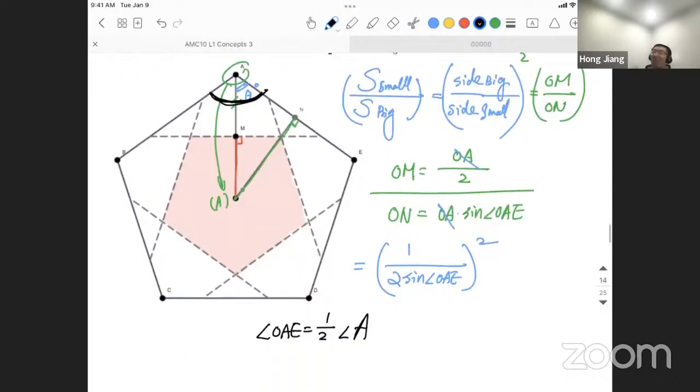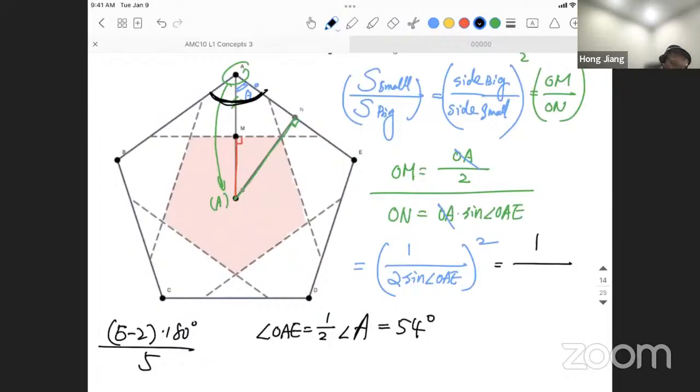But this is a regular pentagon. How can you determine the interior angle? Do you still remember? (5 minus 2) times 180 divided by 5. This is what we introduced at the very beginning, right? So angle A is 108 degrees, and my OAE is actually 54 degrees. So that's 1 over 4 sine squared 54 degrees.